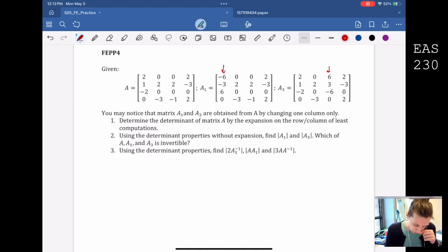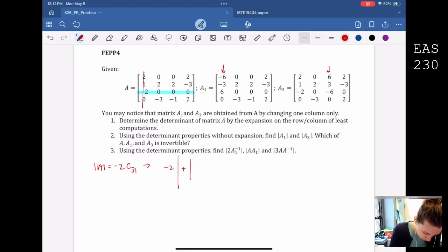Determine the determinant of matrix A by expansion on the row or column of least computation. So least computation would be the one with the most zeros. So I'm going to go ahead and find my determinant using row 3. Which means I need to find one cofactor. So my determinant of A is going to be negative 2 times one cofactor, C, that's row 3, column 1. So negative 2, that cofactor is going to be a positive number. If I remove the row, remove the column, I write my remaining elements, 0, 0, 2, 2, 2, negative 3, and negative 3, negative 1, 2.